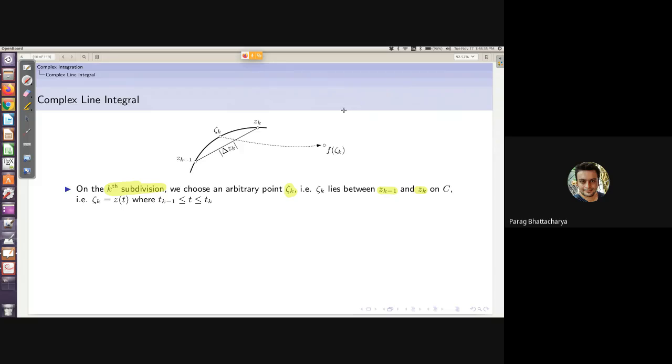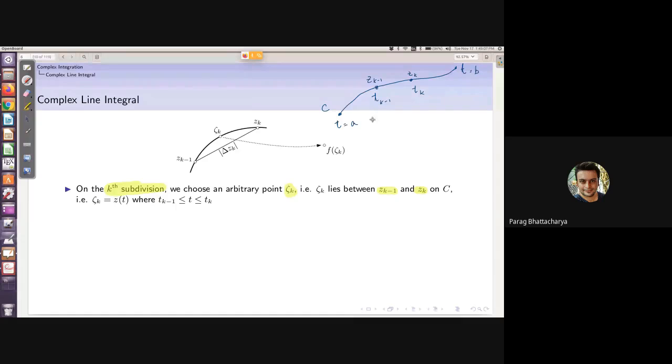For the entire curve C, this point t corresponds to A, and this point t corresponds to B. But I'm taking a small part of this. This point is z_{k-1}, and this point is z_k. So this is going to correspond to t_{k-1}, and this is going to correspond to t_k.